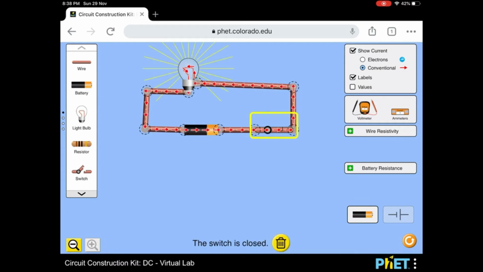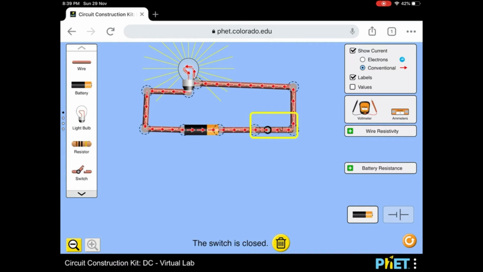Okay, on closing the switch, we observe that the bulb is glowing and these red arrows are showing the path of the electric current. Now, I want you to focus on two things. Number one, the brightness of the bulb, and number two, the speed of the arrows. That means the speed of the current that is flowing in the circuit.